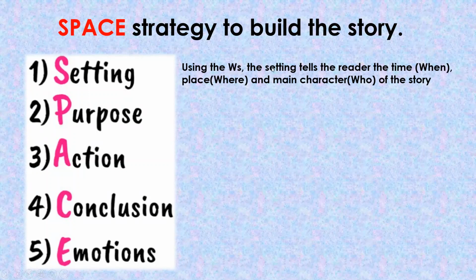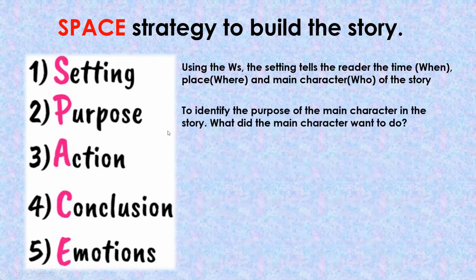Using the W's, the setting tells the reader the time, place, and the main character of the story. So time means when, place means where, and the main character means who of the story. So we have to remember the 3 W's that we need to answer. So that forms the part of the setting of the story.